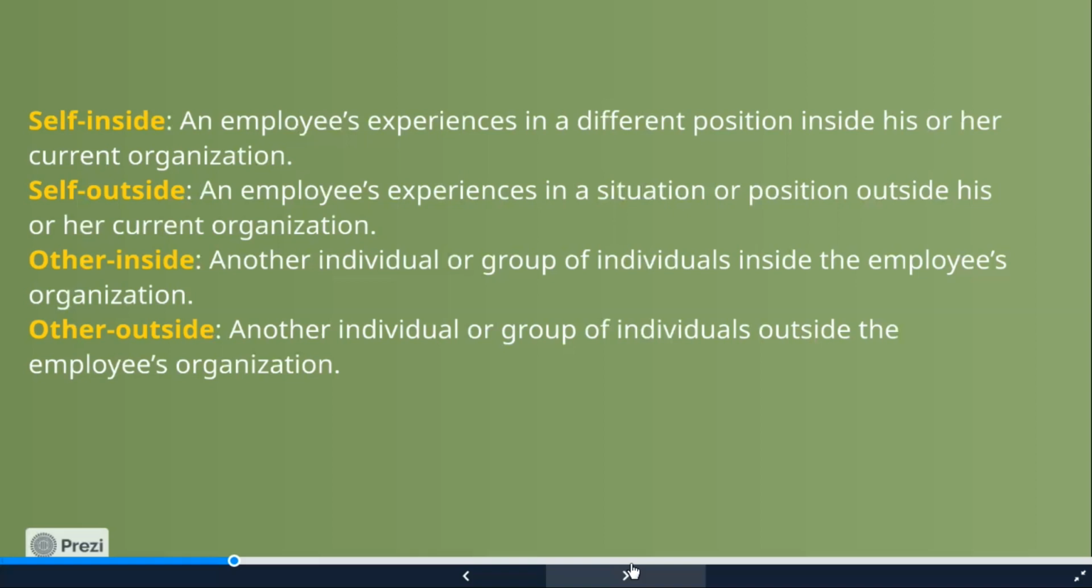Others outside, I do interact, especially high-end technical talents, professionals, they do compare their position with the others in similar standing in the industry, maybe in other companies. We do talk to them. We do ask them, another individual or group. Yeah, this point is so true.